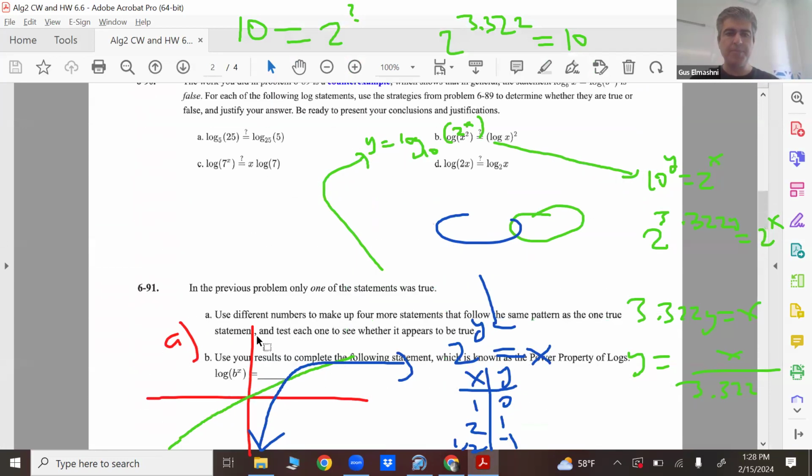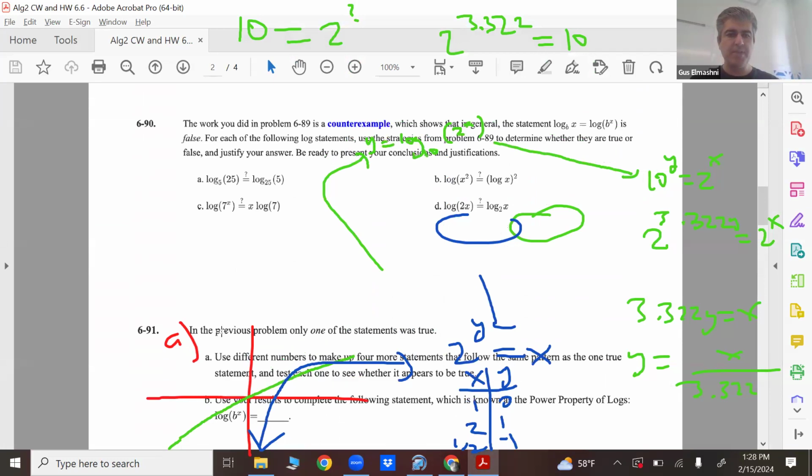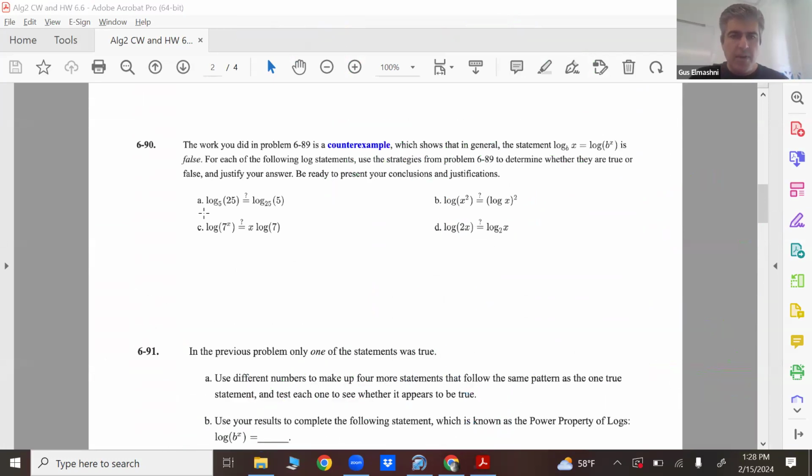Okay. Let's look at 690. So the work you did in 680 as a counterexample shows a general statement that is false. For each of the following log statements, use strategies to determine whether they're true or false. So it's basically true or false. We're doing true or false here. So you could use a calculator to work it out, but here's what I will do.